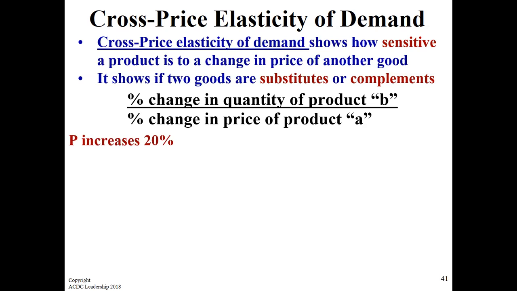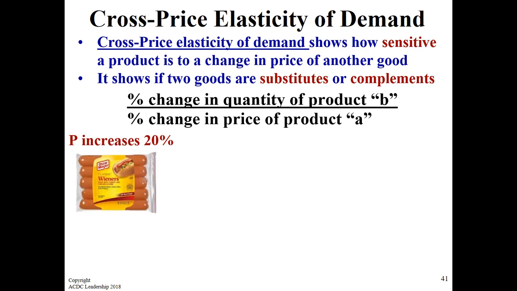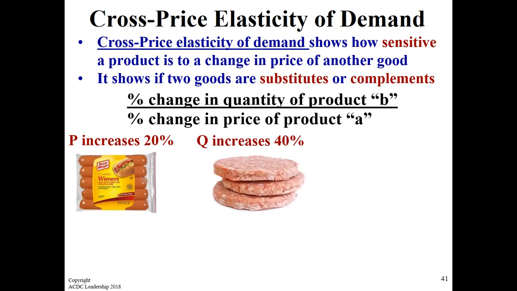All right, so the price increases by 20%. I know that's going on the bottom, right? I've got this formula here. Price increases by 20%, I'm putting that down there. Hot dogs. Quantity increases by 40%. Okay, there it is. What's the product going to be here? Hamburgers.